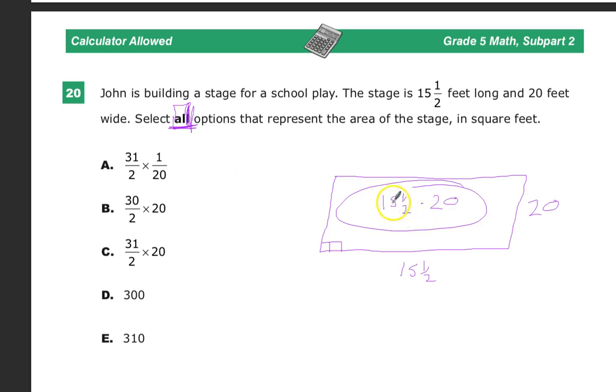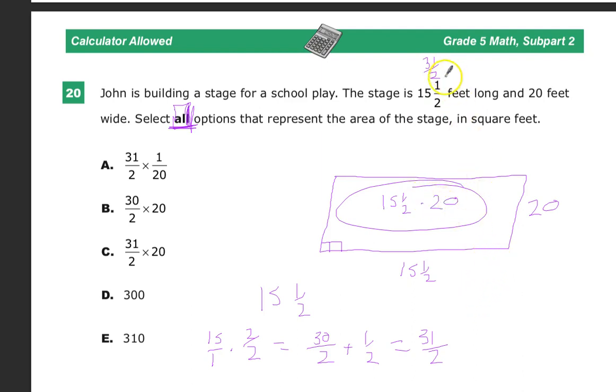Check them all. The first thing I need to do is convert this into an improper fraction. Now remember, when I have 15 and a half, that means I have 15 groups of 2 over 2, 2 over 2, 2 over 2, 2 over 2, and then one more group of this. So I'm going to multiply 15 times 2 over 2. Remember, any number that's a whole number can make a fraction by putting it over 1. So this becomes 30 over 2, and then I'm going to add 1 half to it. Same denominator, so that's a bonus. 30 plus 1 is 31. 31 halves.